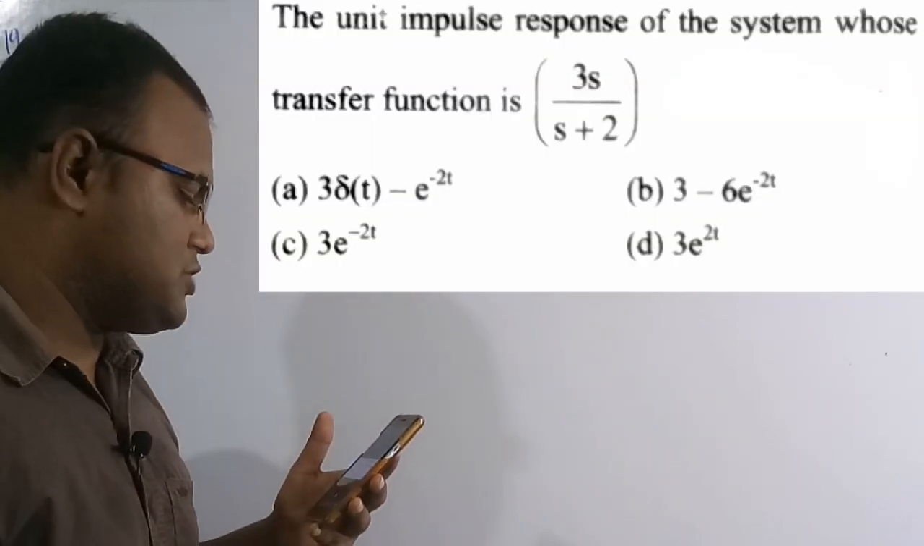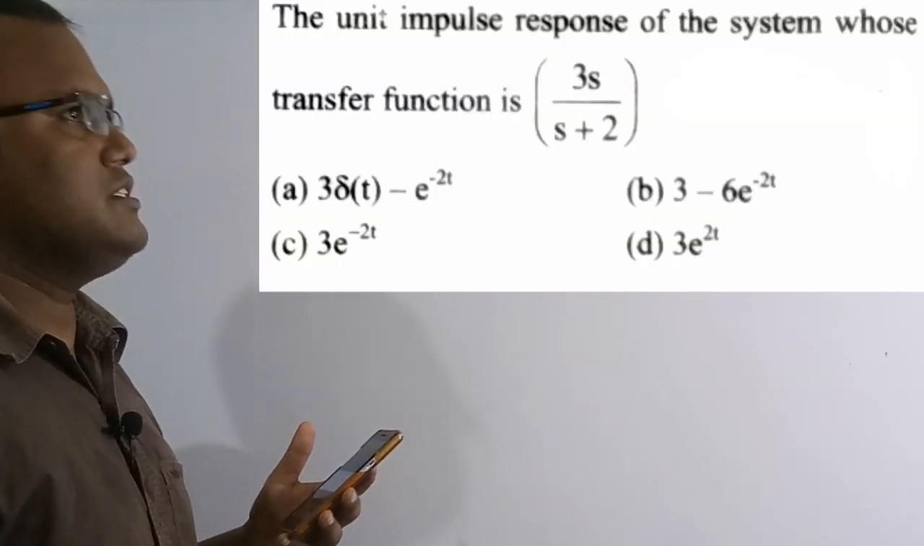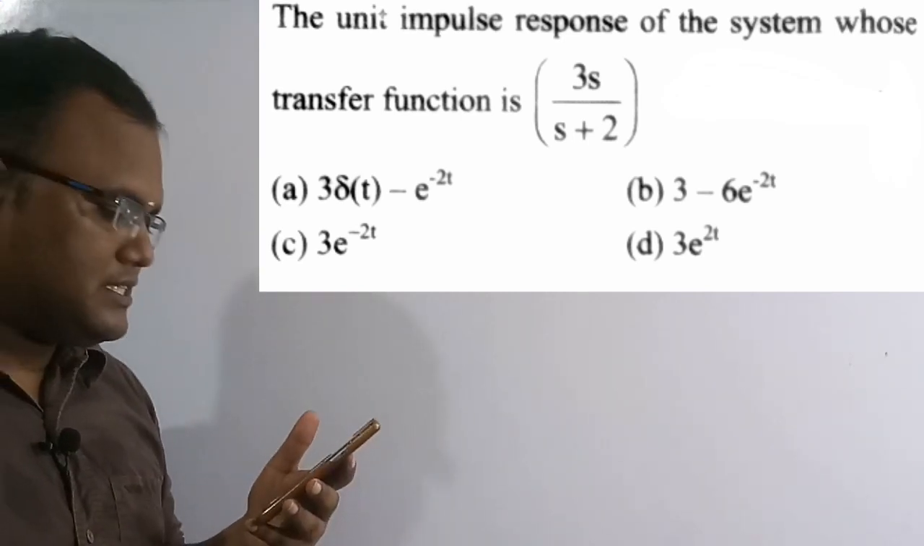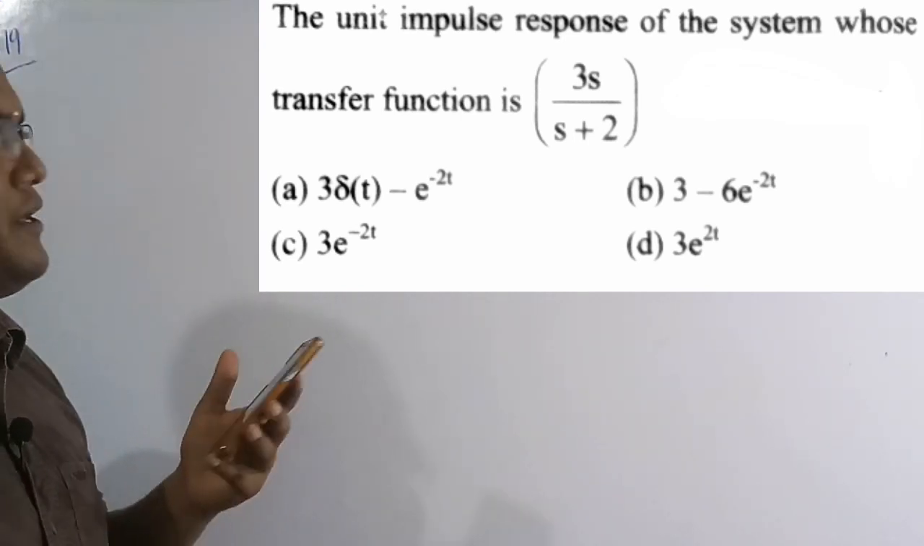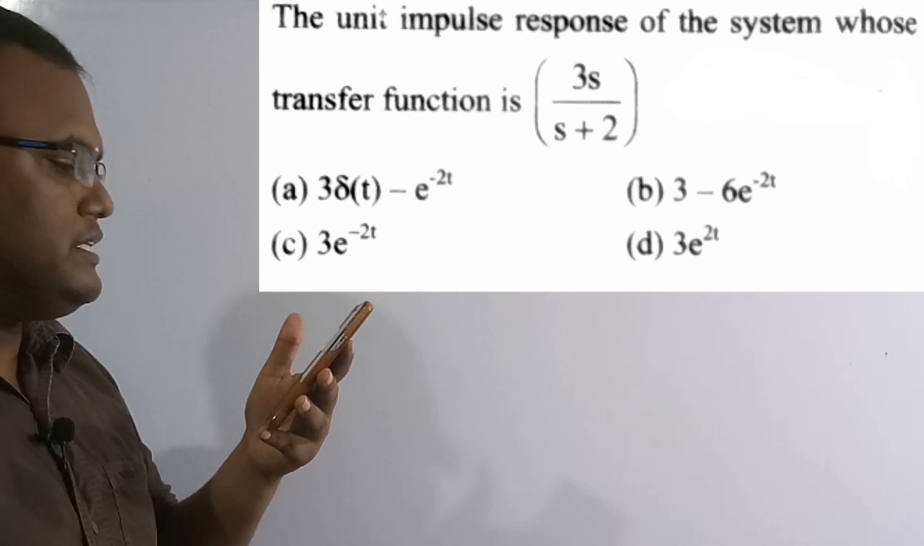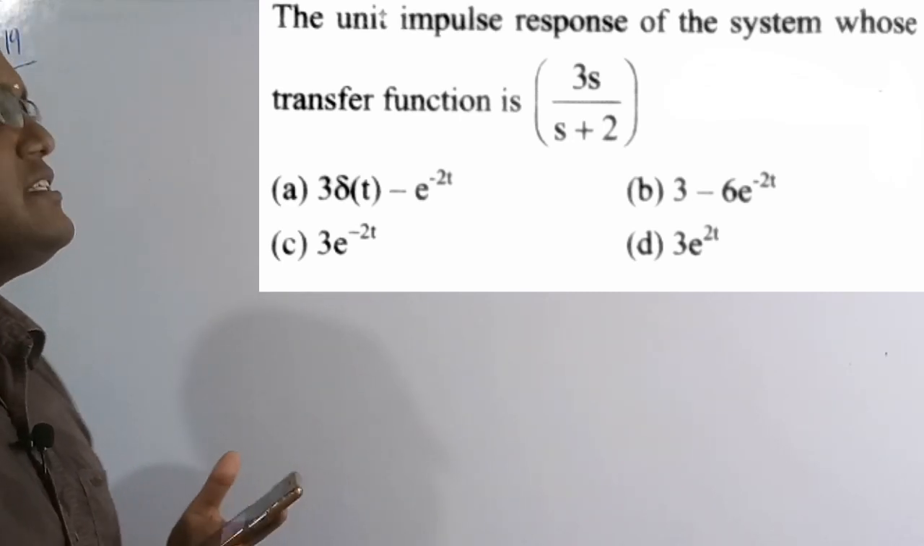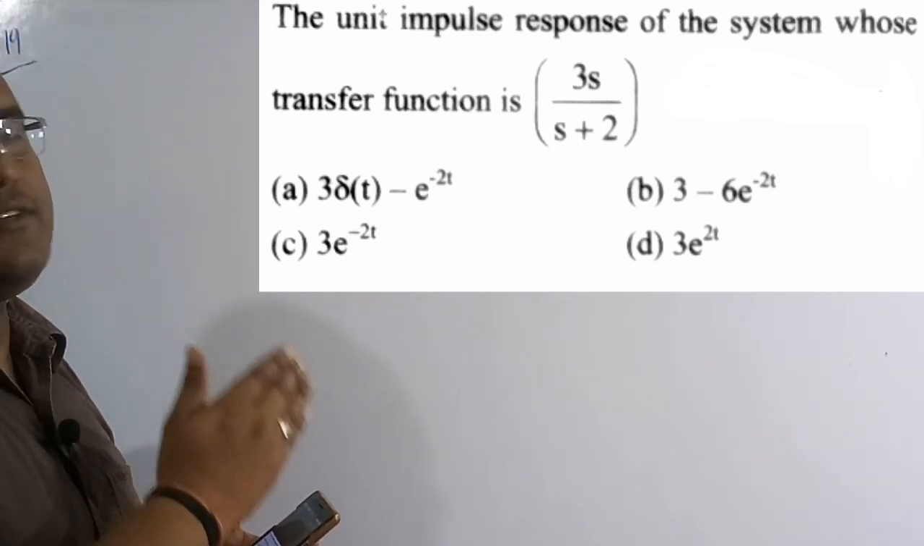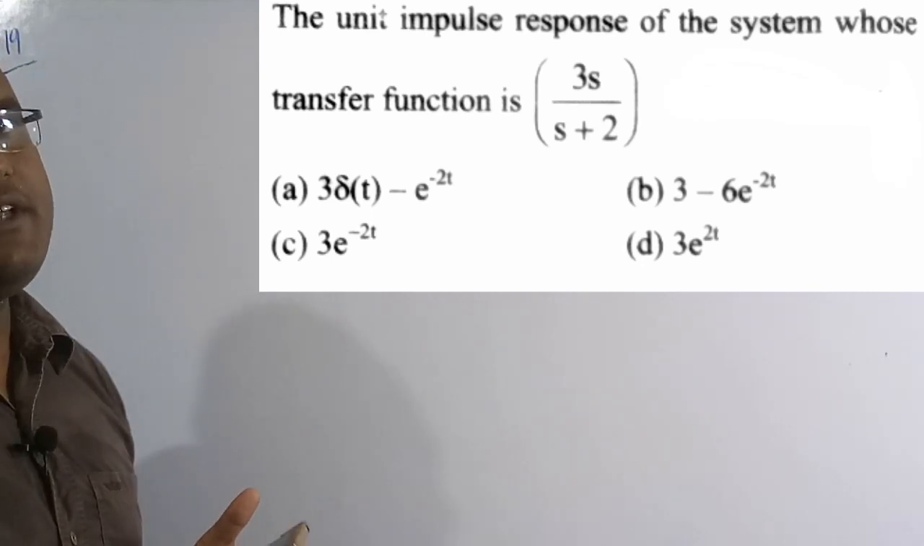Now we are going to solve the 19th question. See the question here. The unit impulse response of the system whose transfer function is given as 3s by s plus 2. Based on this we have to find the unit impulse response. Means when we give the input as delta of t, we need to figure out what the response h of t is.